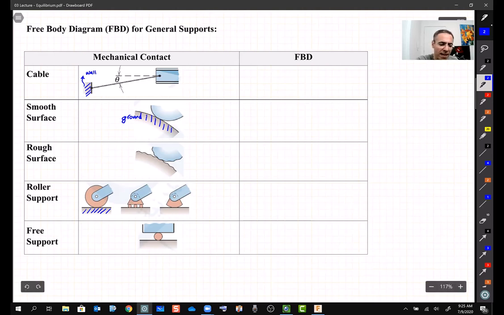So over here I have a cable. If I want to draw the free body diagram for this, whatever shape it is, like this main part, I need to cut this cable basically.